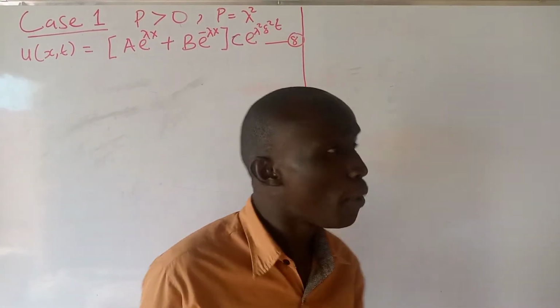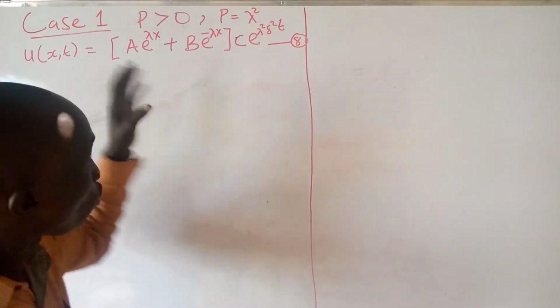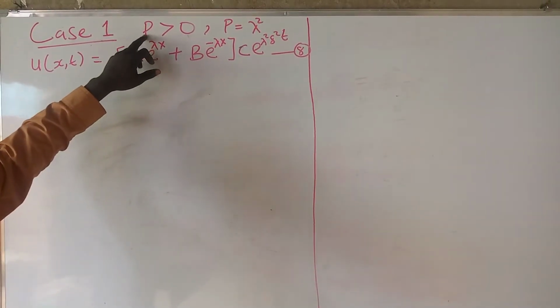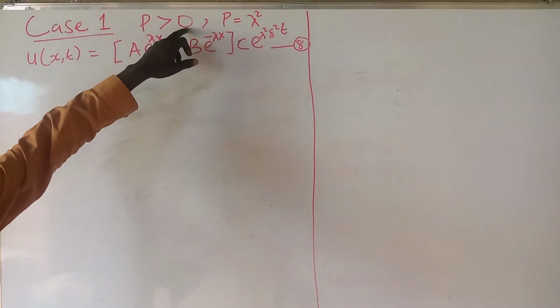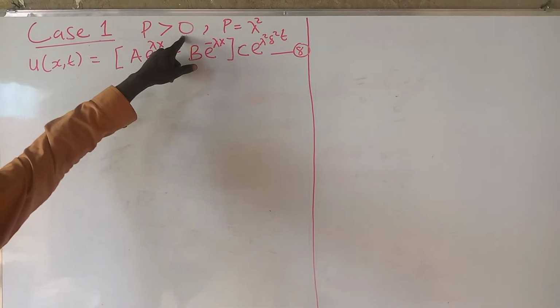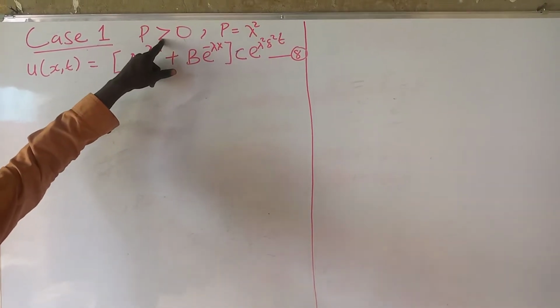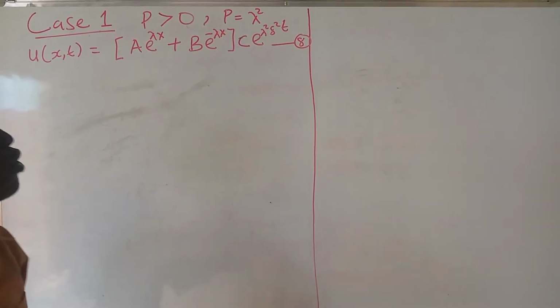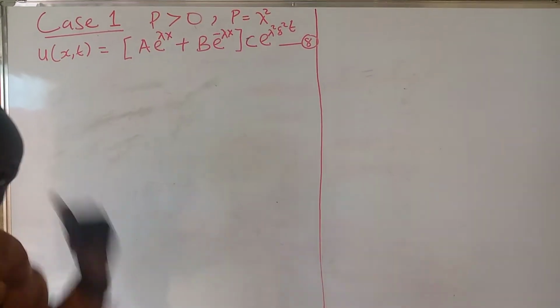So today we're going to talk about PDEs again. It's a continuation of our previous video where I solved the case where the constant is bigger than 0. That's case 1. Remember, I'm going to solve 3 cases. Case 1, when P is greater than 0. Case 2, when the constant is equal to 0. Then case 3, when the constant is less than 0. So now here is a continuation of that previous video.